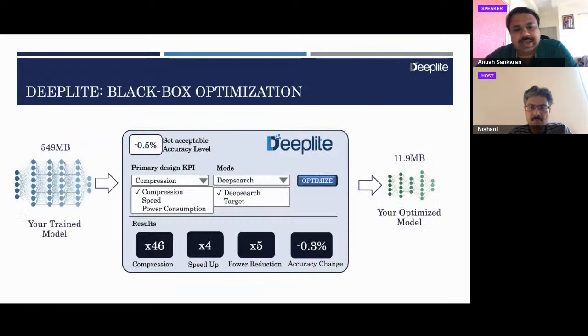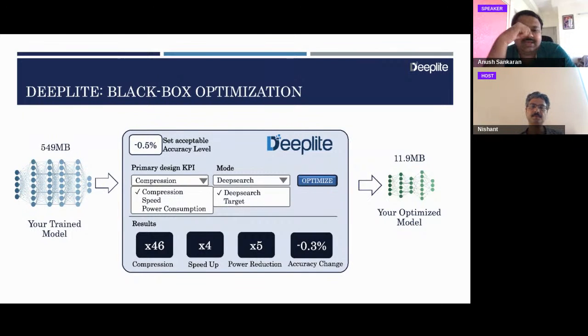Okay, and we also provide a complete black box optimization setup where it is very easy for people to compress the model. All you need to provide is your pre-trained model. And after providing your pre-trained model, there is a simple setup where you can provide multiple constraints for optimization. The first constraint could be, what is the acceptable accuracy level? You can say that my accuracy should not drop below 0.5% of my original model. If my original model was 90.5%, my compressed model should not go below 90%. So that is something that you can set.